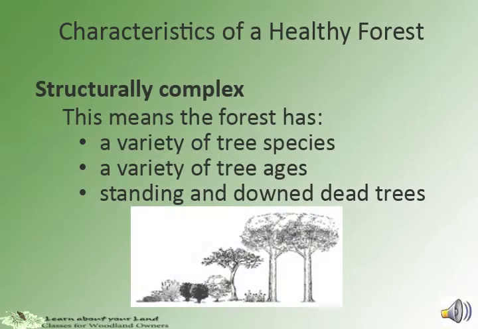A healthy woodland has structural diversity as well. We mentioned the importance of a variety of species in an earlier slide. There should also be a variety of tree ages present. As trees die, there should be seedlings and saplings ready to take advantage of the gap left behind. In addition to providing wildlife habitat, dead trees provide nutrients to other trees as they break down.